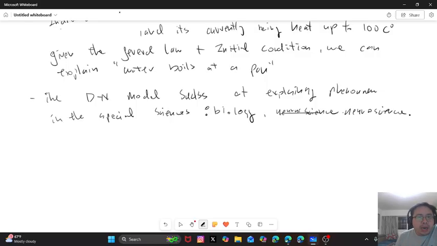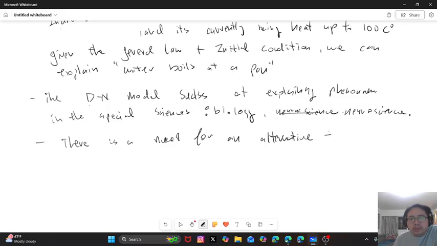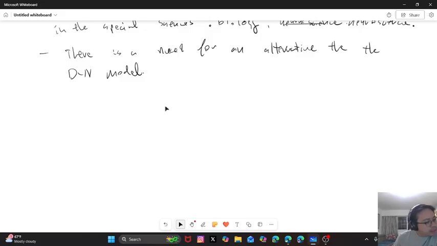So there are problems or inadequacies with the DN model. What we want is to find an alternative. We need a good alternative to the dominant DN model of scientific explanation. So there is a need for an alternative to the DN model. Okay, so the mechanistic model of scientific explanation is really inspired by biology.